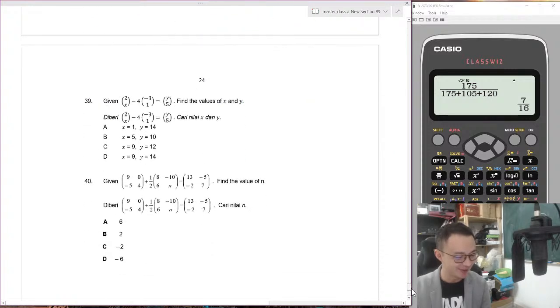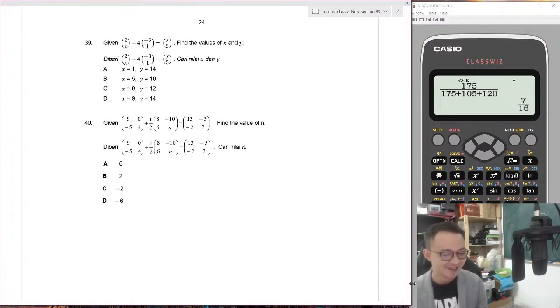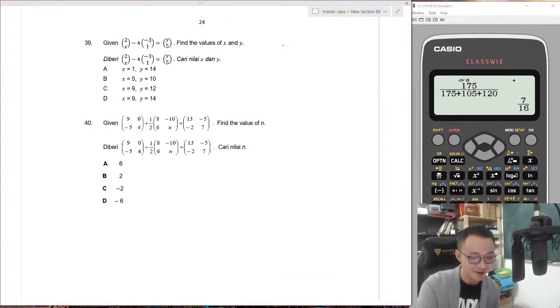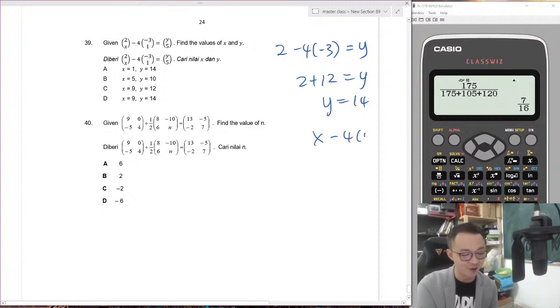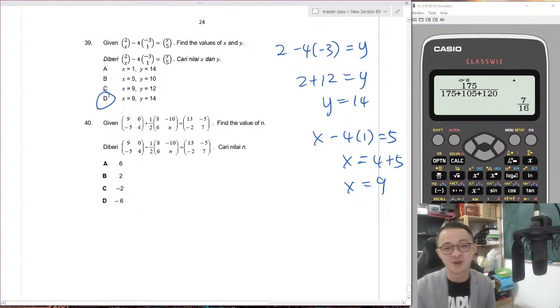Alright, question 39. So 2 minus -4 minus 3 equals y. y equals 2 plus 12. y equals 14. Bottom is x minus 4, 1 equals 5. x equals 4 plus 5. x equals 9. So 9, 14 is the answer here.